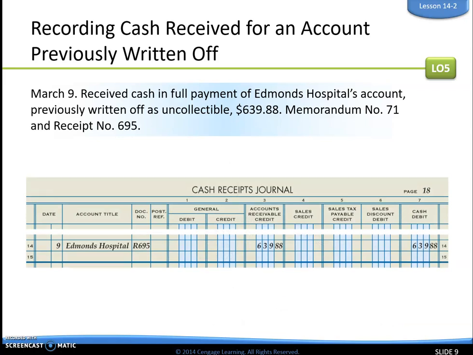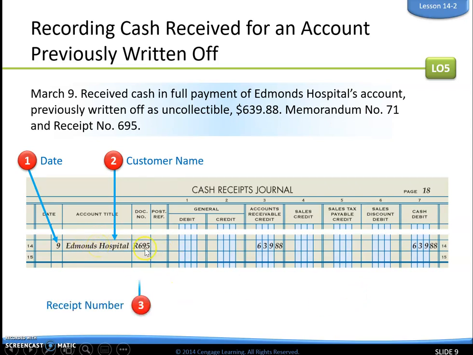So since we're receiving cash for this one, we're going to go to our cash receipts journal. Our date, we're receiving that cash from Edmonds Hospital, so that customer name is going to go here. Our receipt number here. We're going to credit accounts receivable for the amount that they paid us, and then we're going to debit cash.